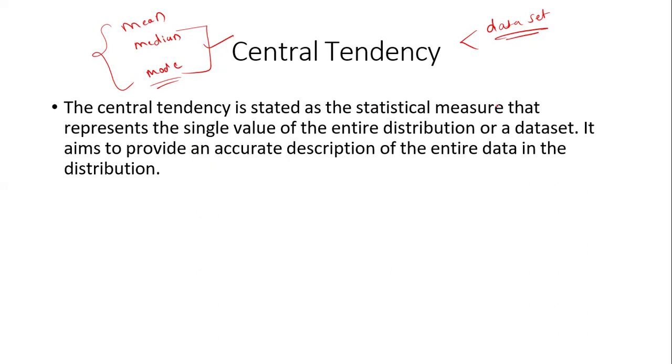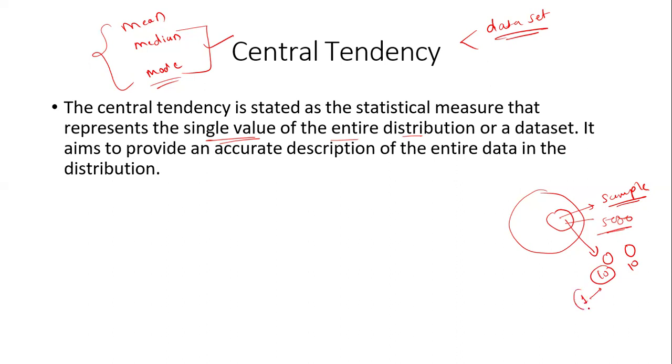Central tendency is a statistical measure that represents a single value of the entire distribution of data. Suppose this is a population of 500, and from that population I take a sample of 5,000 students. It is difficult to get all the data from every single student. So we consider a group of 10 students. If we study one student, that student represents the whole group of 10 students, and from these groups we conclude for the sample.